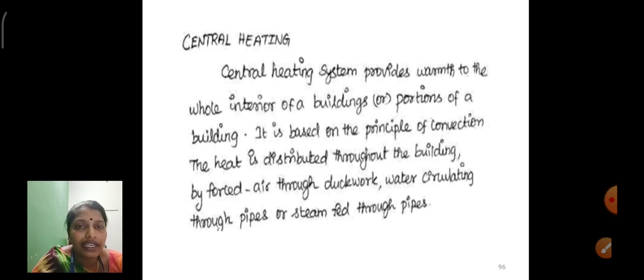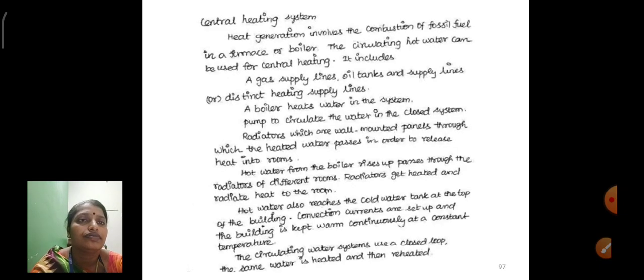ஓகே, யூ கோ டு மெக்கானிக்கல் வென்டிலேஷன் அடாப்டர், மெக்கானிக்கல் வென்டிலேஷன் வைஸ் யூ கோ டு யூஸிங் தி சென்ட்ரல் ஹீட்டிங் சிஸ்டம்ஸ். யூ கோ ஹோல் இன்டீரியர் ஆஃப் ஏ பில்டிங், போர்ஷன்ஸ் ஆஃப் ஏ பில்டிங், த பிரின்சிபல் ஆஃப் கனெக்ஷன்ஸ், திஸ் ஹீட் எனர்ஜி கன்வெக்ஷன். த ஹீட் இஸ் டிஸ்ட்ரிபியூட்டட் த்ரூ தி பில்டிங் பை ஃபோர்ஸ்டு ஏர் த்ரூ டக் ஒர்க், வாட்டர் சர்க்குலேட்டிங் த்ரூ பைப் லைன்ஸ் யூஸிங் ஸ்டீம் ஃபெட் த்ரூ பைப்ஸ் ஃபார் கூலிங் பர்பஸஸ் யூஸிங் வாட்டர் பைப் லைன்ஸ்.